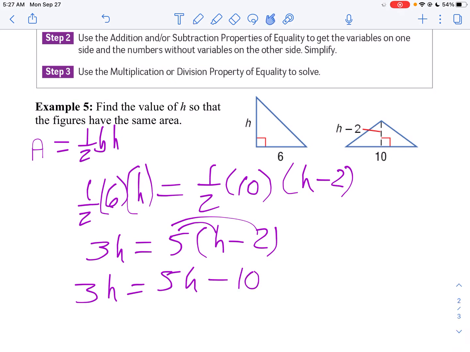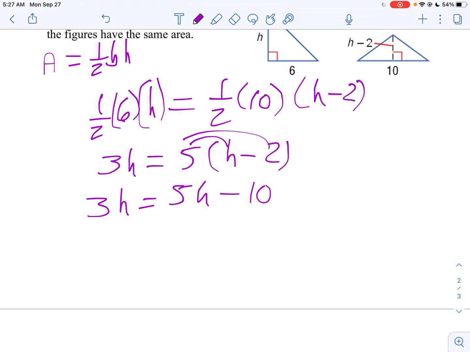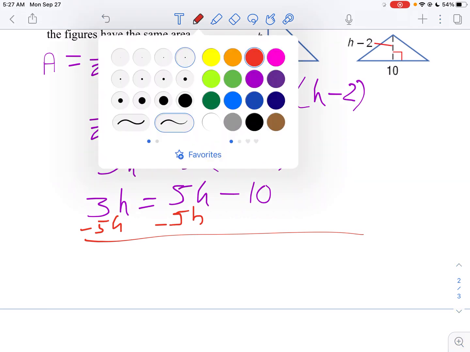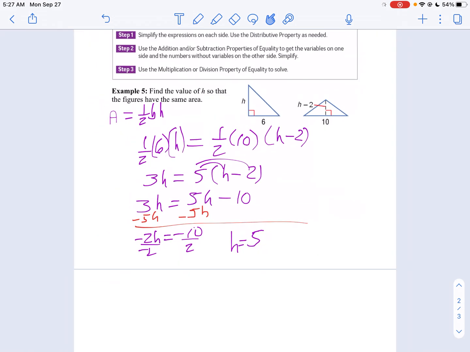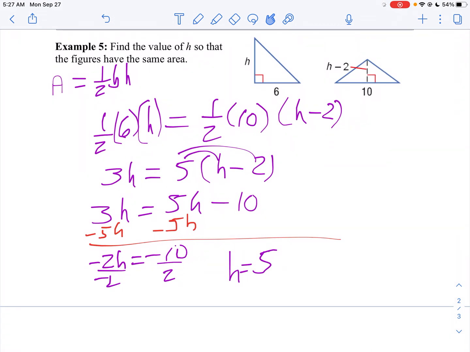Now let's get all the h's on the left side. I'm going to put my h's on the left side here. I could have just as well moved the 3h, but I think it's less work if I do this because I already have the number by itself on the right-hand side then, don't I? So 3 minus 5 is negative 2h equals negative 10. So we divide both sides by negative 2. H equals 5. So these two triangles will have the same area if the height of the triangle is 5.